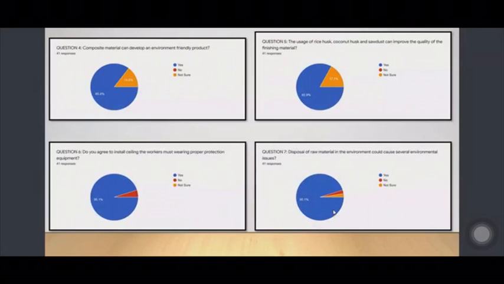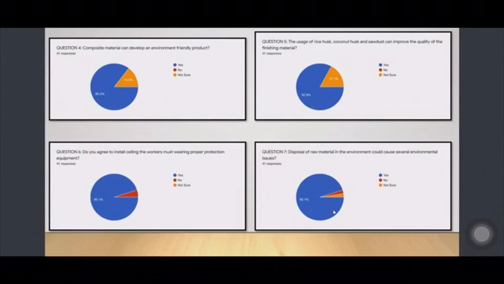Question 5. The use of rice husk, coconut husk and sawdust can improve the quality of the finishing material. From the 41 respondents, 82.9% chose yes because they know the raw material can improve the quality of the finishing compared to other materials.